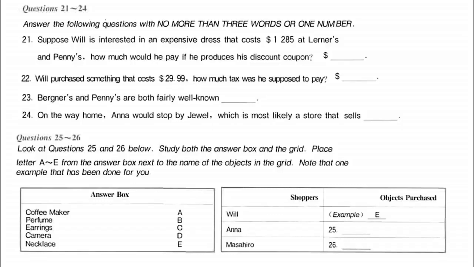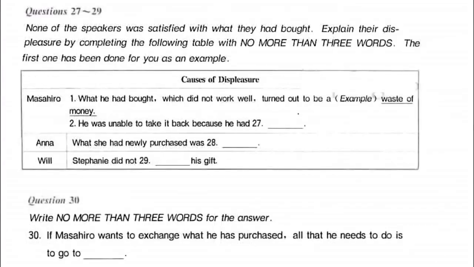I'm going to have to stop by Jewel on my way home. Is that okay with you guys? I'm almost completely out of groceries. No problems. I could pick up a couple of things too. Look at questions 27 to 30.